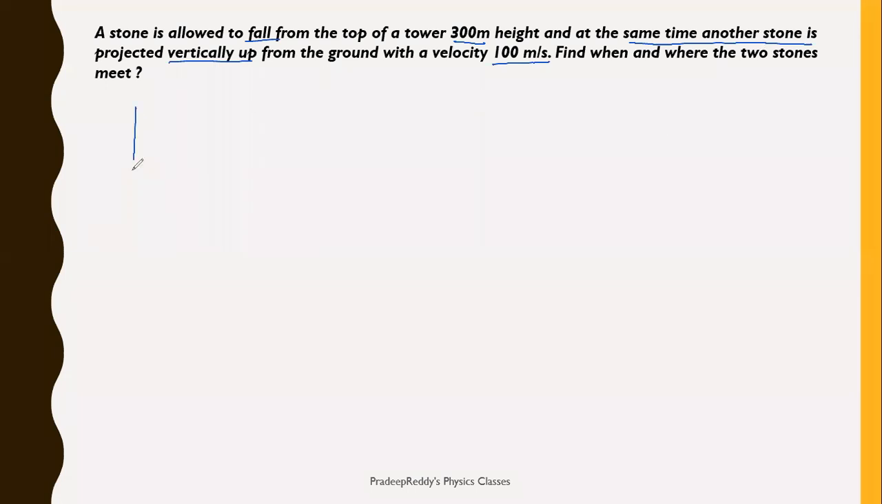Now see here, let me consider this is a tower, and this tower is 300 meter high. The height of this tower is mentioned as 300 meter, and a body is allowed to fall from the top. As a result, it is falling from the top. Its initial velocity will be 0. Finally, when it comes to the ground, its velocity will be non-zero.